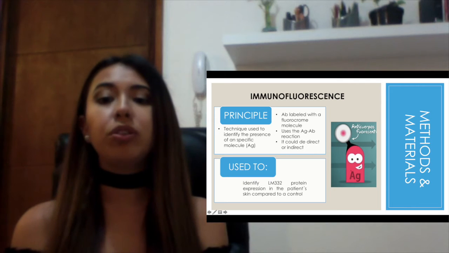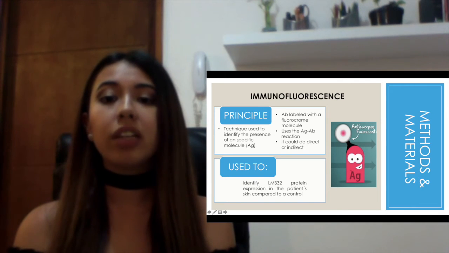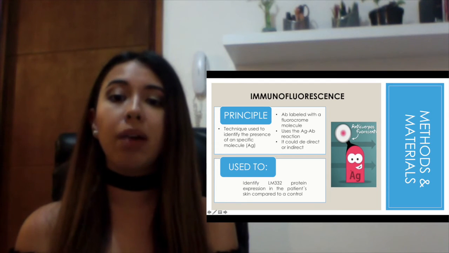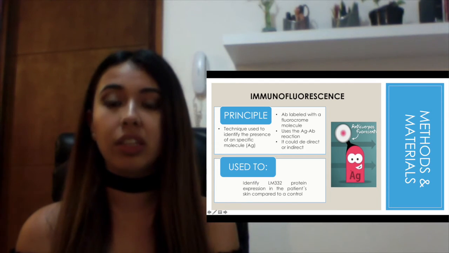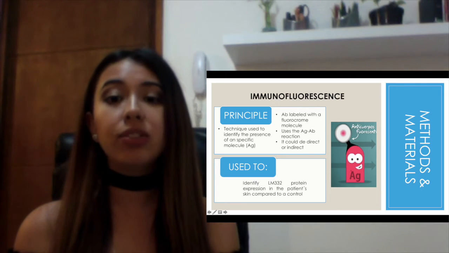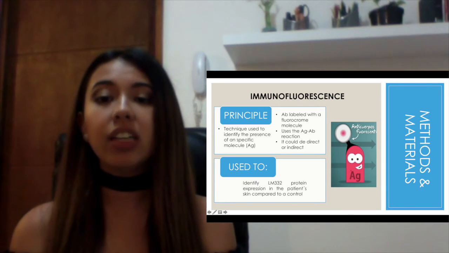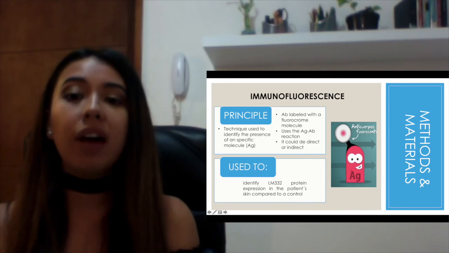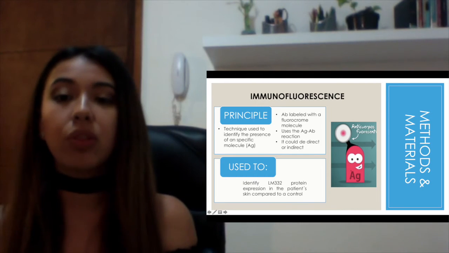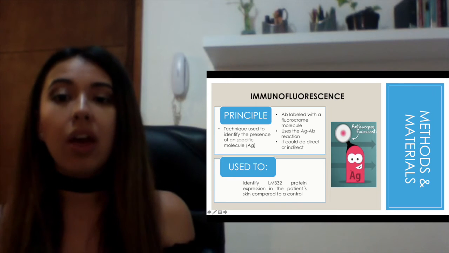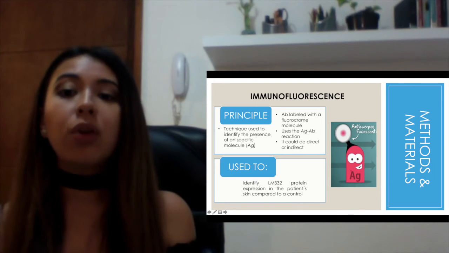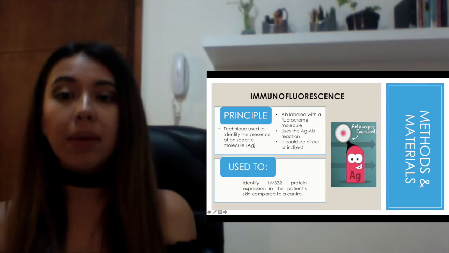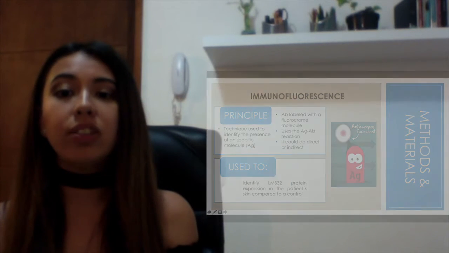In the direct immunofluorescence, the fluorescence present in the result is directly proportional to the amount of antigen present in the sample. Whereas for the indirect immunofluorescence, it's pretty much the opposite. In this study, this technique was used to evaluate the expression of laminin 332 in the patient's skin compared to a control. It was done using monoclonal antibodies K140, BM165, and GB3.